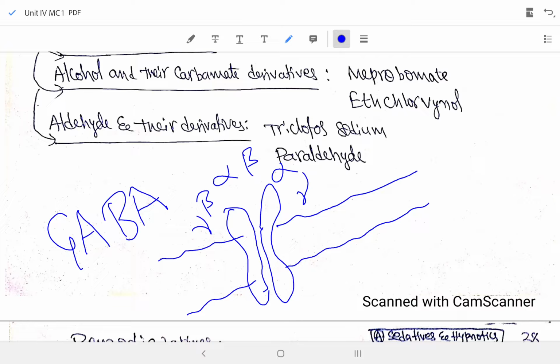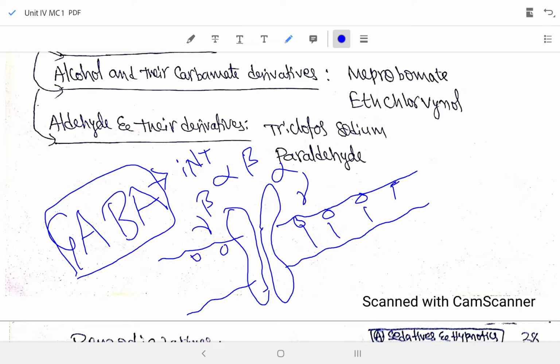Gamma aminobutyric acid, GABA, is the chief inhibitory neurotransmitter in the central nervous system, and it is inhibitory in nature. This is the amino acid, and the receptor is also named after the neurotransmitter as the GABA receptor. What usually happens? This is the membrane of the neuron and the receptor.